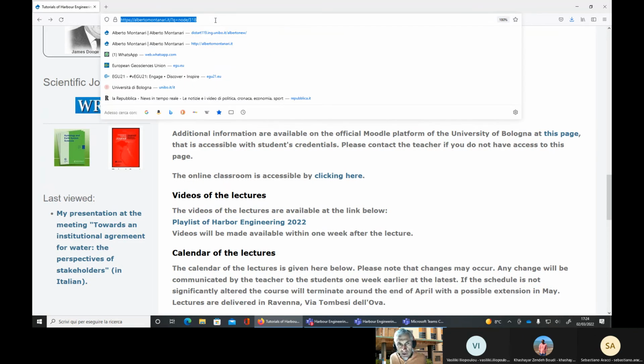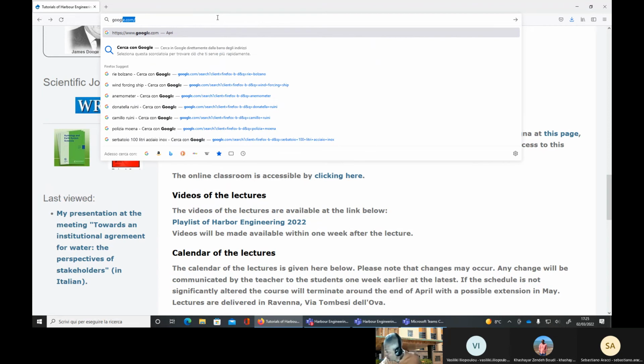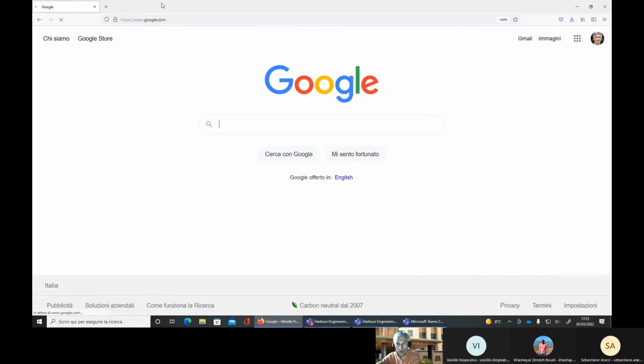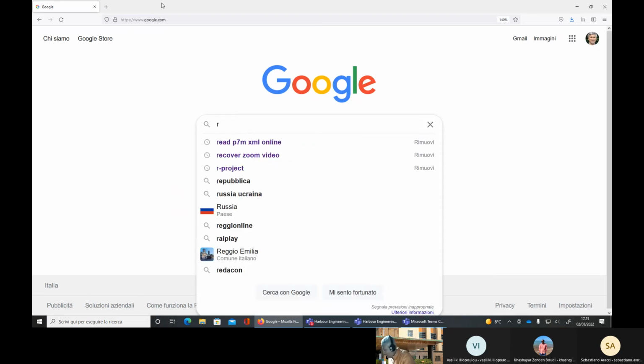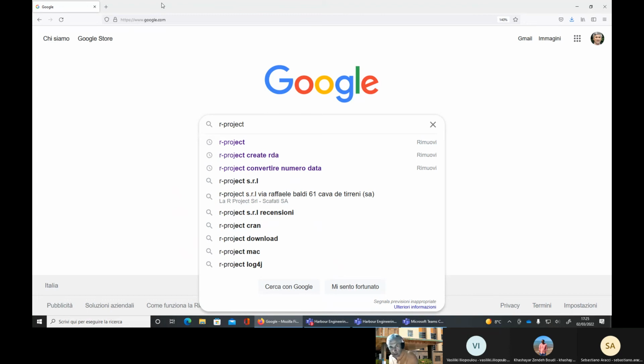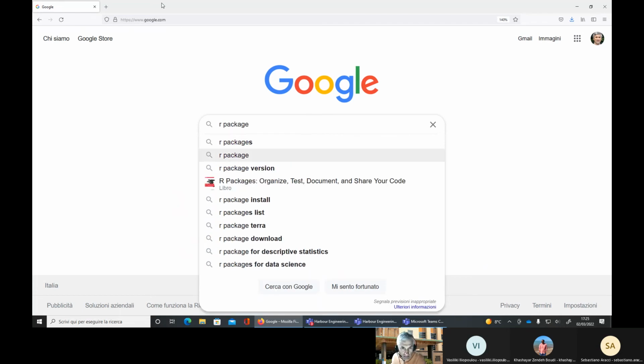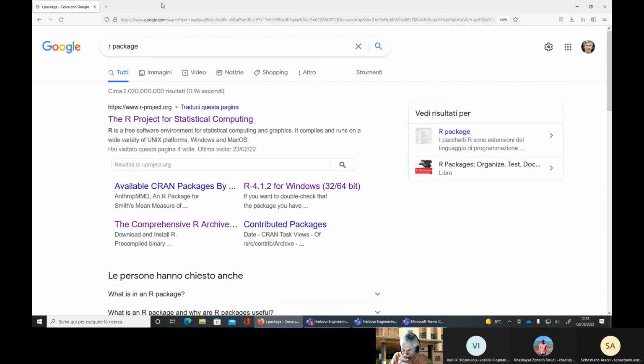It's very simple. First of all, you may go to Google. In Google, you should look for R. I suggest R project, R-project. You may also look for R package. Yes, and you get to the first link, the R project for statistical computing. Actually, don't be concerned by the word statistical, because this is a software for making computation.